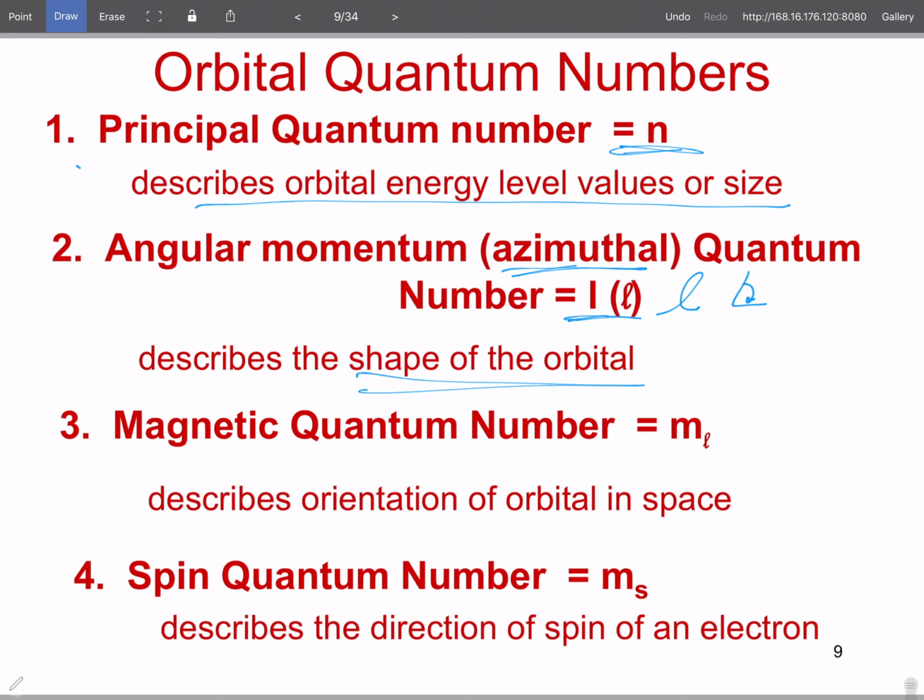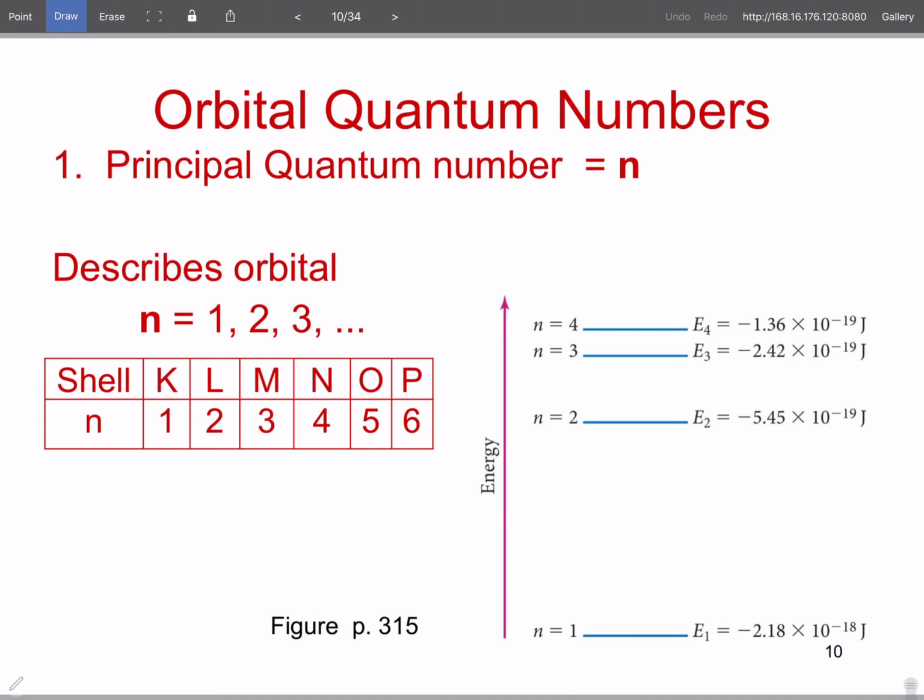The third one is going to give you the orientation of the orbital in space, because some orbitals only have one orientation and some have multiples. More about that as we look at them. So that narrows that down. And then the last one is the spin quantum number, and it's going to describe the direction of the spin of an electron. Okay? And that's the one that's going to narrow it down the most, and we'll get to that in just a second. So we've defined all of them, so let's go back and explain each one in more detail.